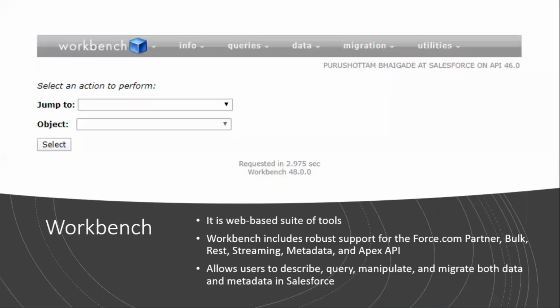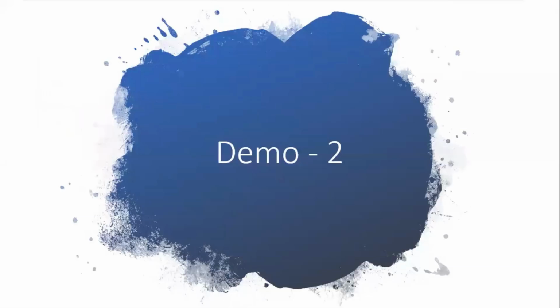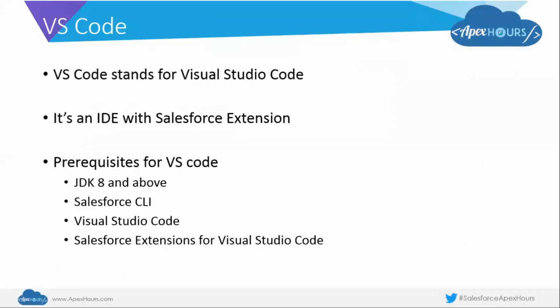Okay. So we have seen the developer console. We have seen the workbench, and how we can utilize both of them. These are the two key tools for any admin or developer if you want to get some data or check some debug logs. Okay. So what is the next tool? We have seen these two things.